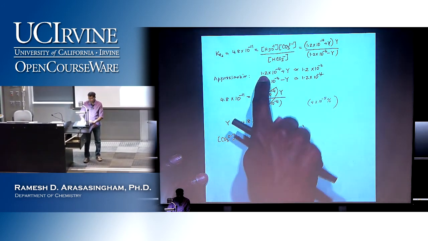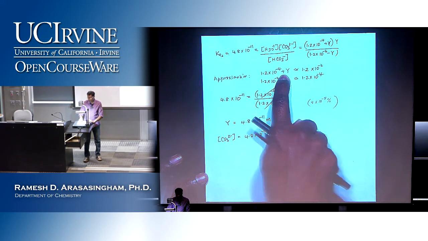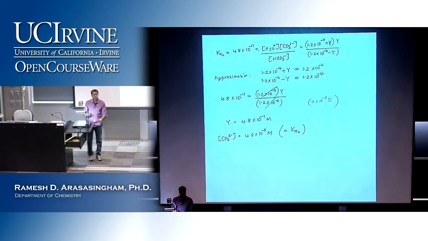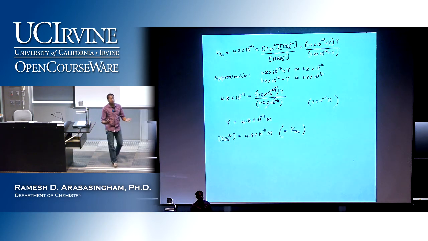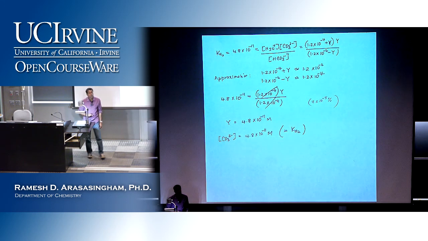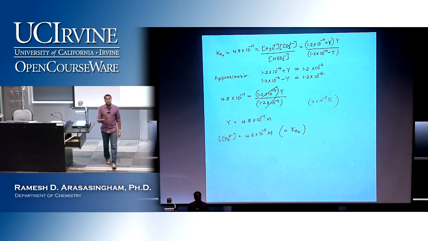And so we say this 1.2 times 10 to the negative 4 plus y would equal that, and minus y would equal that. So what we're saying is y is so small, we're going to neglect it. All right? So we put that back in this equation. Now you can see they cancel out. And therefore, y comes out to be 4.8 times 10 to the negative 11. All right? And at this point, you would have to check validity.